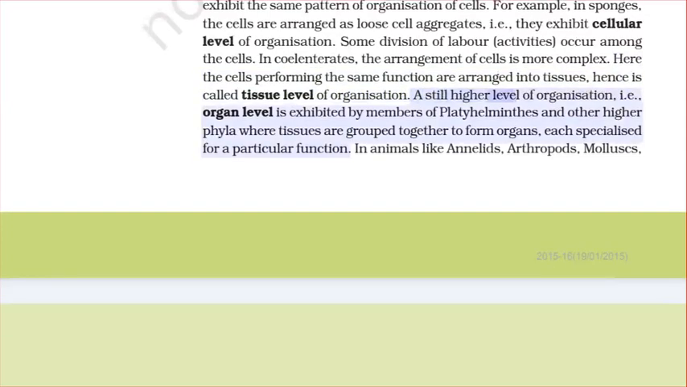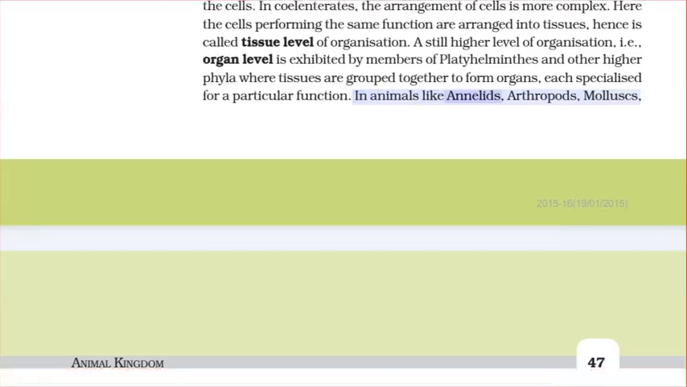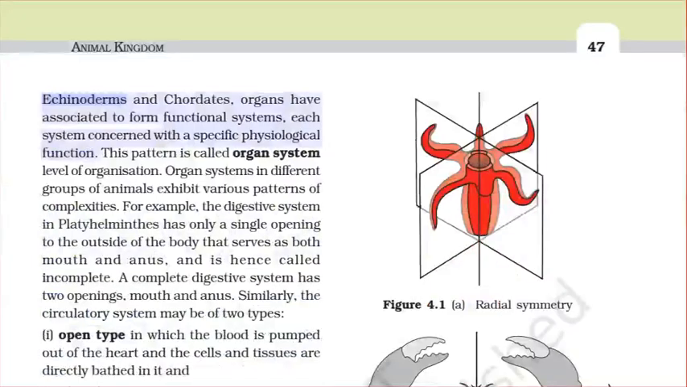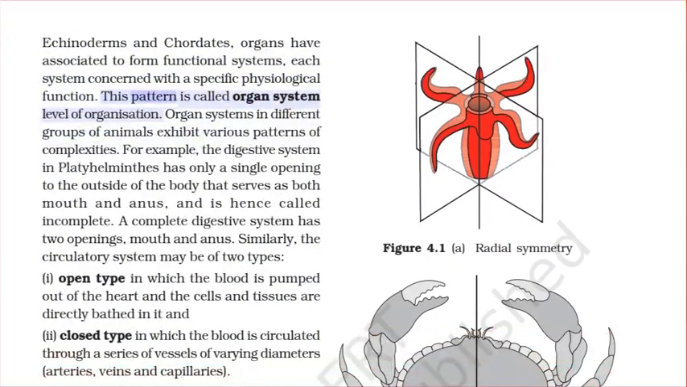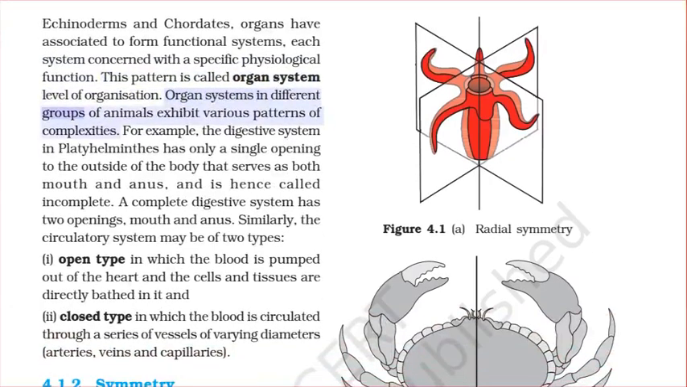A still higher level of organization, i.e., organ level, is exhibited by members of Platyhelminthes and other higher phyla, where tissues are grouped together to form organs, each specialized for a particular function. In animals like annelids, arthropods, mollusks, echinoderms, and chordates, organs have associated to form functional systems, each system concerned with a specific physiological function. This pattern is called organ system level of organization. Organ systems in different groups of animals exhibit various patterns of complexities.